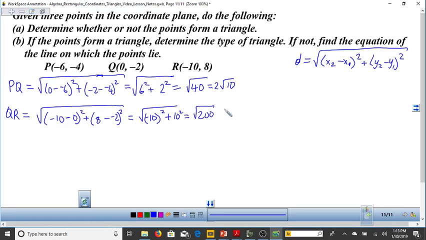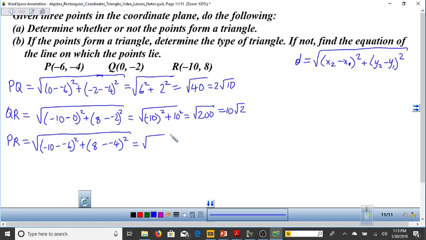And then for PR, same approach. We'll do negative 10 minus negative 6 squared plus 8 minus negative 4 squared. And negative 10 minus negative 6 is negative 4. So we have the square of negative 4, which is 16, plus the square of 12, which is 144. And 16 plus 144 is 160, which works out to be 4 square root 10.